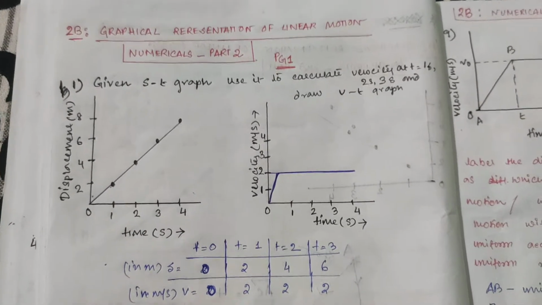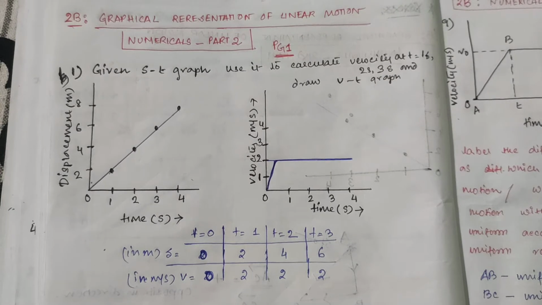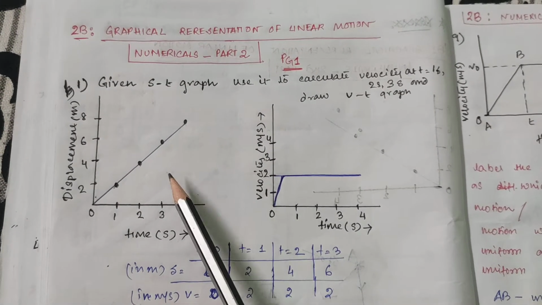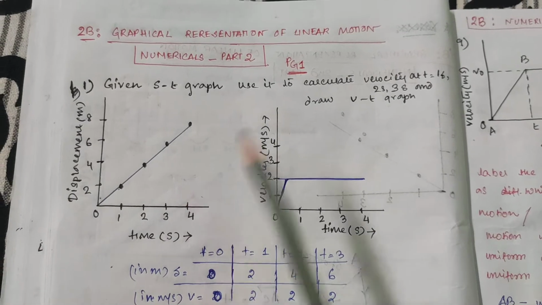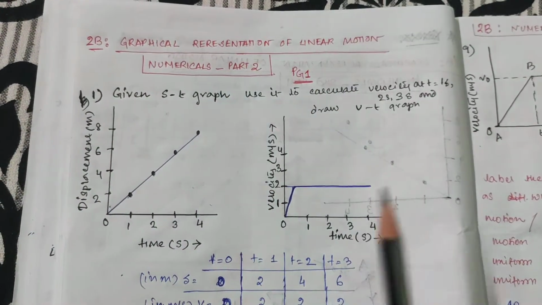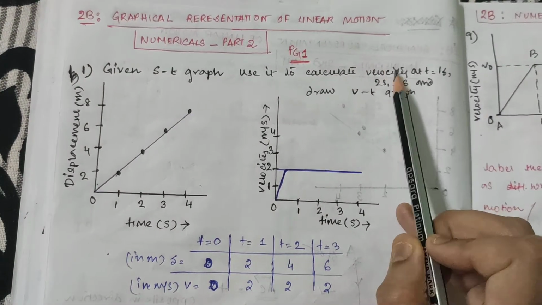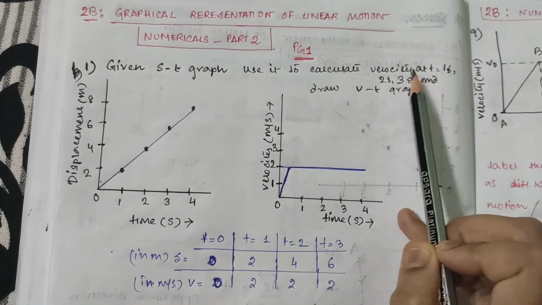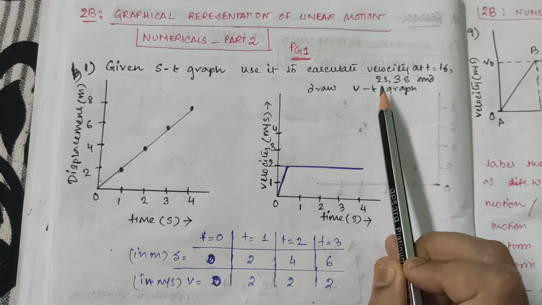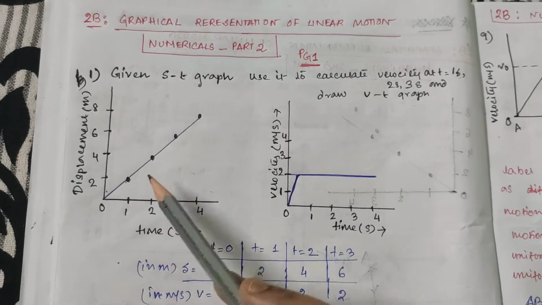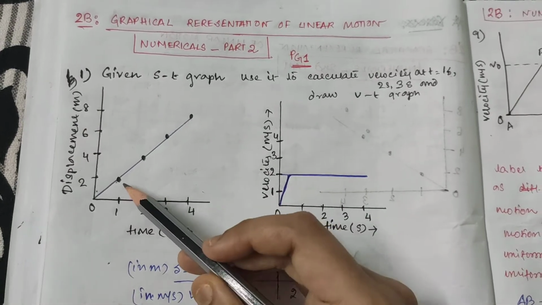Now see the first one. Given the displacement time graph, S stands for displacement. So this one is already given to you. This table is not given. It is asked to calculate the velocity at t equal to 1 second, 2 seconds, 3 seconds and then draw the VT graph. Now, I hope you know how to find the coordinates of a point.